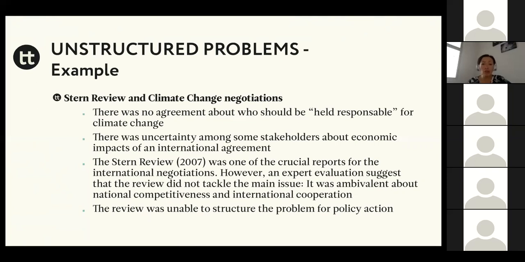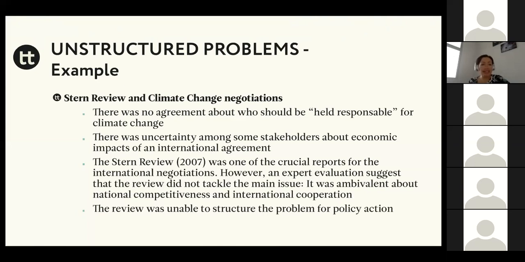And we also know that there is a lack of agreement around who is to be held responsible and who should pay the most for the types of policies that are required to mitigate and adapt to climate change. So as we can see, when we cross these two, we have uncertainty in terms of the knowledge and lack of agreement in terms of the values and the norms around the problem.